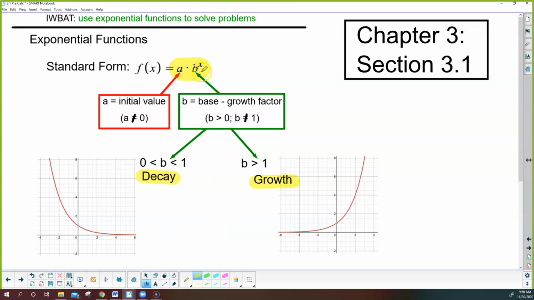This function really lends itself to real world problems. A lot of times you see it in a decay problem, where you have a radioactive substance with a half-life, and the amount of substance is cut in half every minute. So you can see that the curve keeps getting lower, lower, and lower.